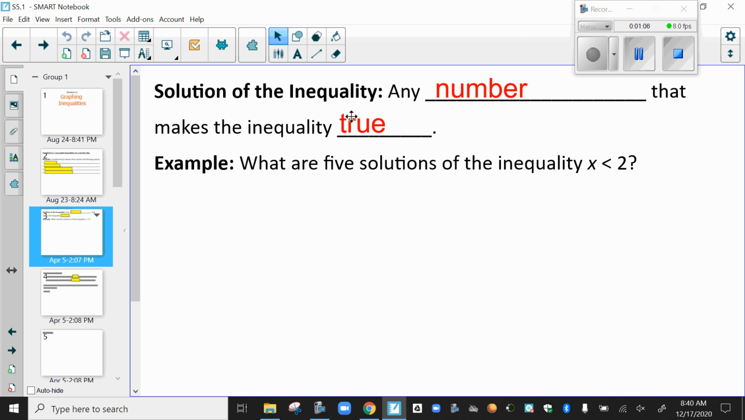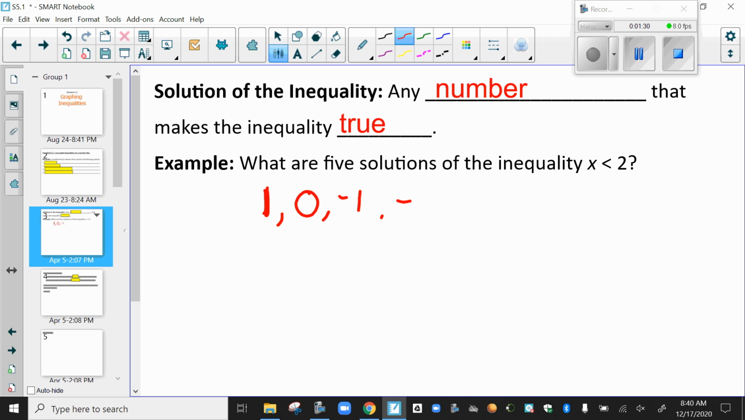So let's think about this. What are 5 solutions of the inequality x is less than 2? So we want to plug in a number here that is less than 2. So what are some numbers less than 2? Well, 1 is less than 2, right? 1 is less than 2. All right. How about 0? 0 is less than 2. What else? -1. Right? How about -1,000? All right. So really, every number that is 1 or less than 1 is going to make this statement true. So these are all solutions to the inequality x is less than 2.